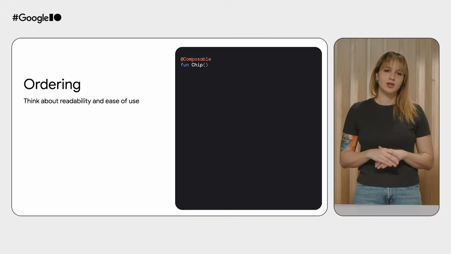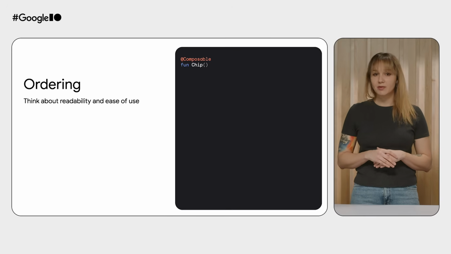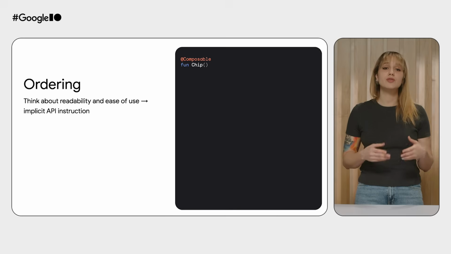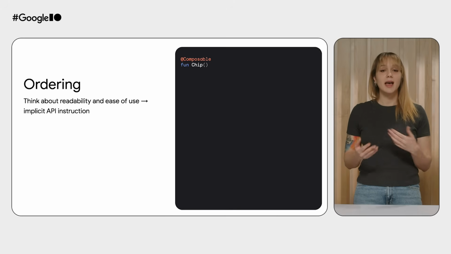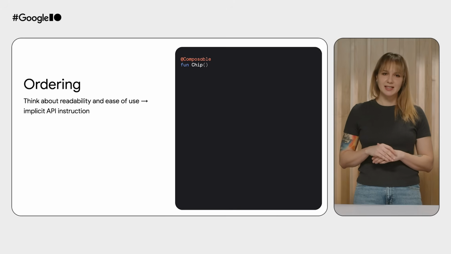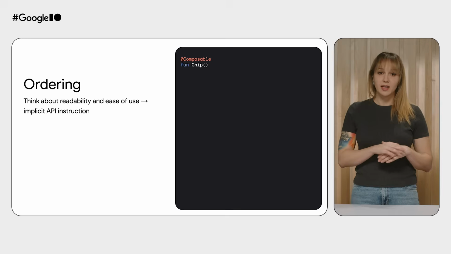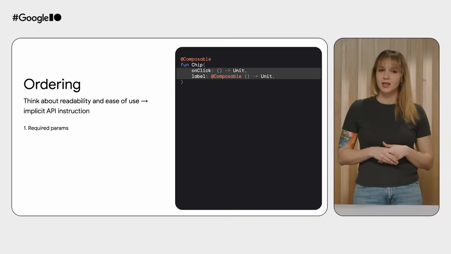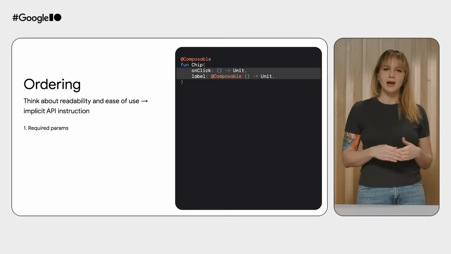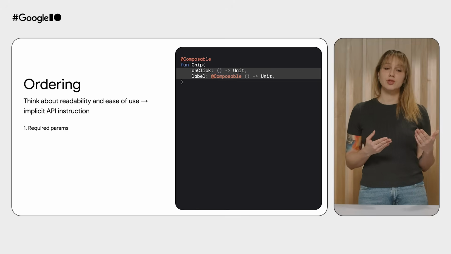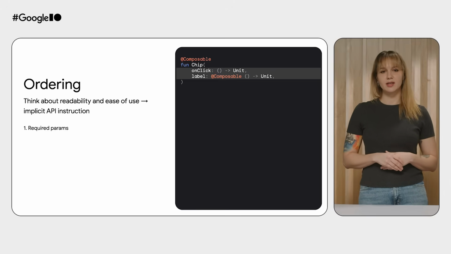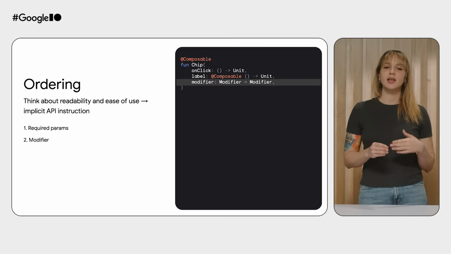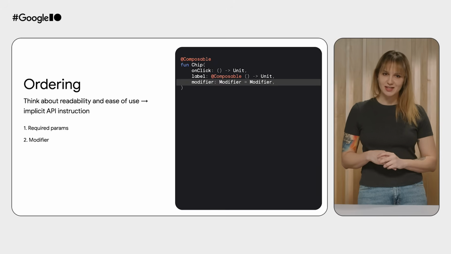When defining the order of parameters, think about the API readability and ease of use. Its signature is an implicit user instruction for its purpose and customization options. Consider listing the API parameters in the following order. Required parameters first, indicating the main purpose of your API, set without default values so they can be used without named parameters. Then comes the modifier, making the API customizable and aligning it with Compose expectations.